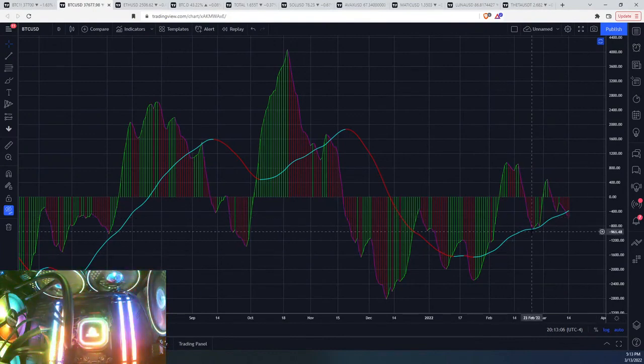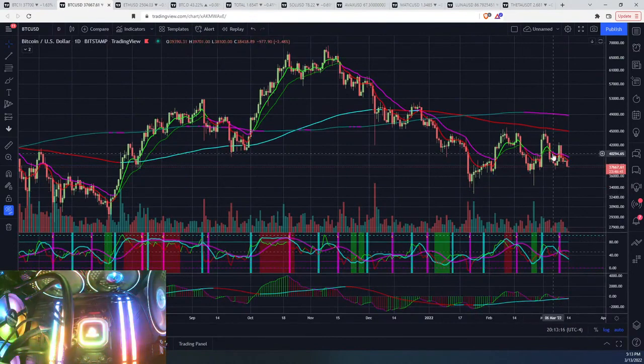But we see previously it acted as support. We actually front ran it and got some support. And now we're breaking down from it. We're seeing a bunch of red histograms in a row with a single green one. The bulls are nowhere to be found right now.